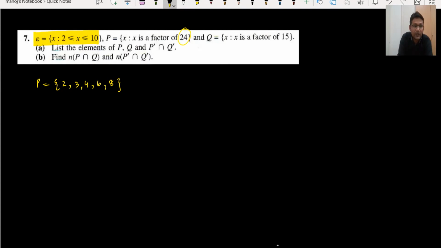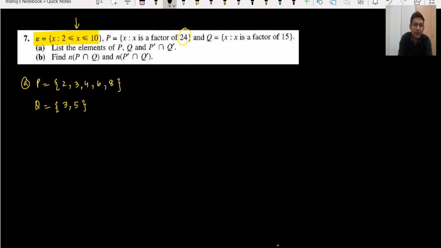Okay, Q is the factors of 15. So the factors of 15 will be 3, and then we can have 5 from the universal set. Not 4, 6, 7, 8, 9, or 10, so there is nothing else. Only 3 and 5 are the factors of 15. This was the A part, where we are listing the elements of P and Q.